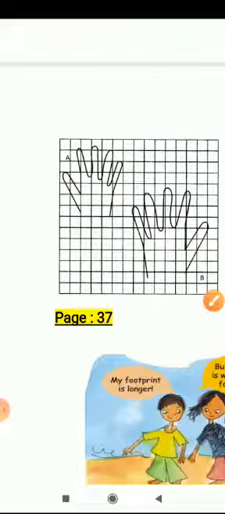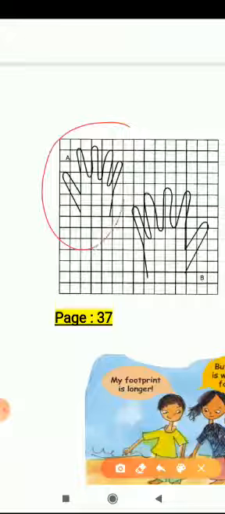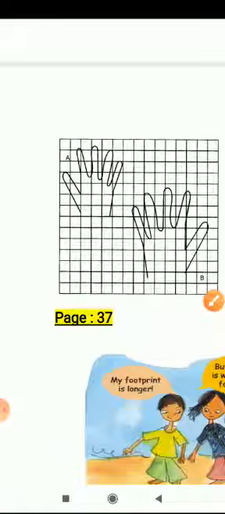But here you can observe that this is an uneven figure. How can we find the area? So there is one solution. We have to find the area by counting squares. So let's count the squares.